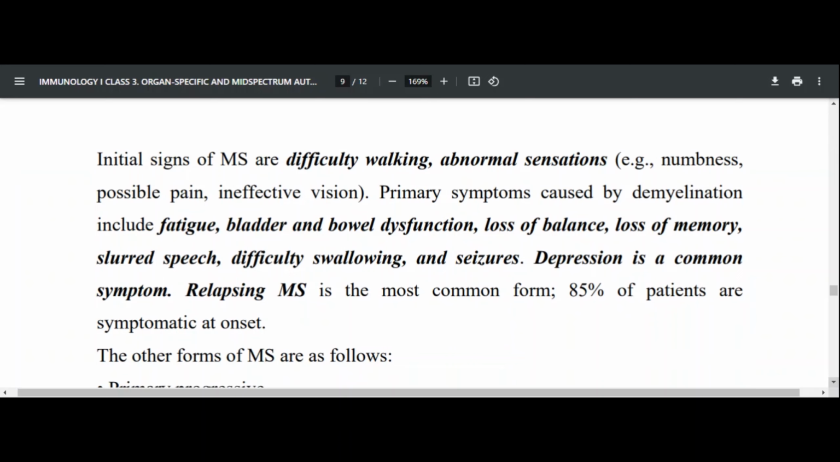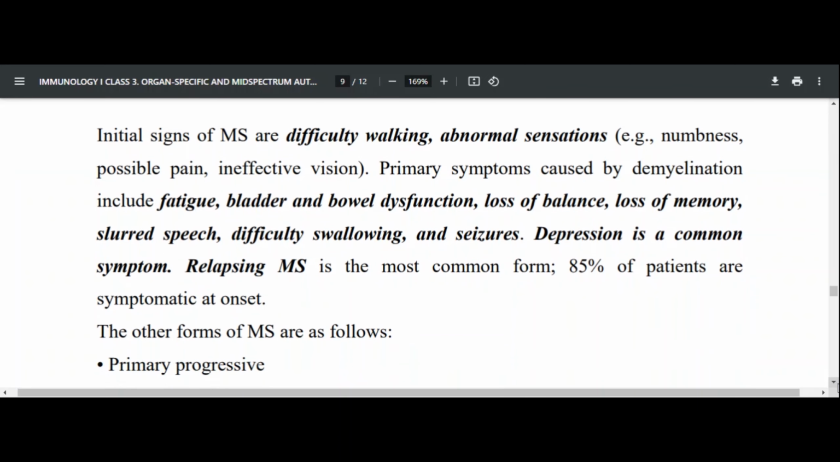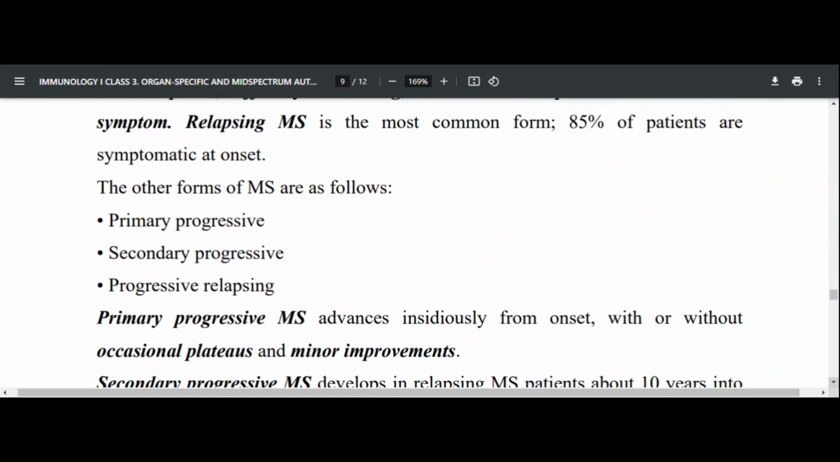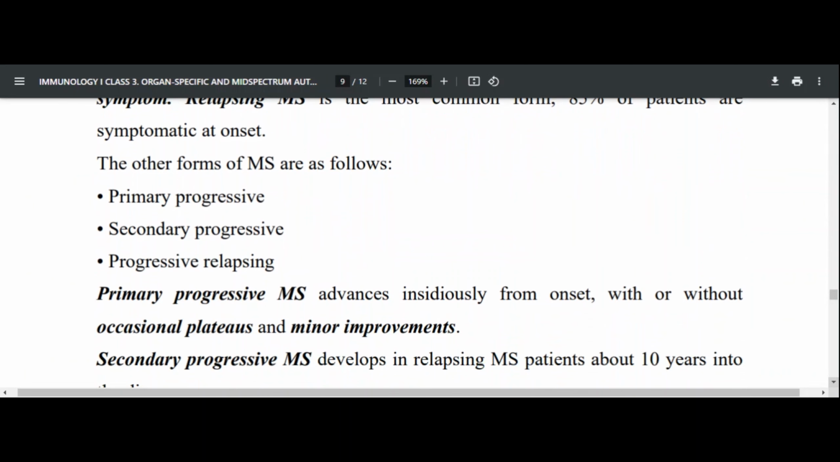Patients experience symptoms. The forms of multiple sclerosis can be primary progressive, secondary progressive, and progressive relapsing. The primary progressive form is an insidious form of disease without plateaus and without improvement. Primary progressive multiple sclerosis is a progressive disease without any plateau. A plateau means a peak and also improvement. So it is just a straightforward disease which will not have any improvement or any relapse.